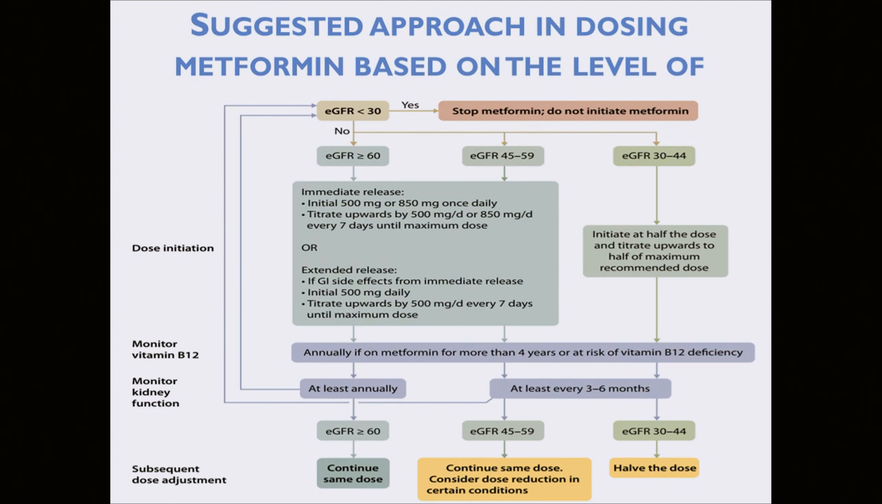Two things should be monitored when a patient of diabetes with CKD is on metformin. First, GFR, and second is vitamin B12 assay. Regarding GFR, when GFR is 30 to 59, GFR should be estimated every 3 to 6 months. And above 60, GFR is estimated yearly. And when a patient is on metformin for more than 4 years, then vitamin B12 assay should be done.